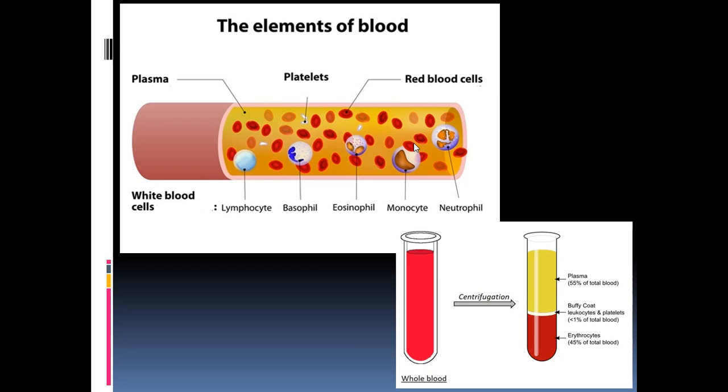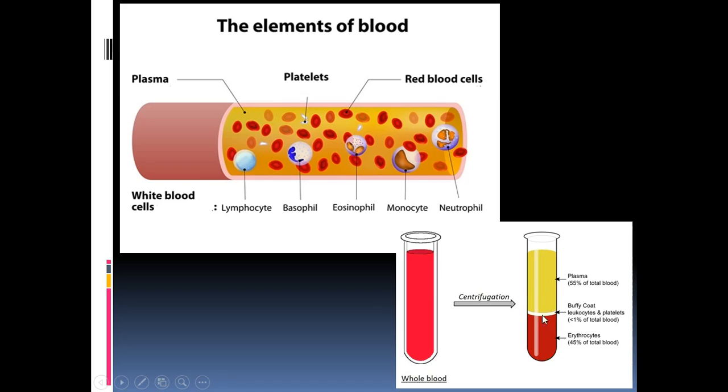And if we are able to draw out some of the mammalian blood and put it in a test tube, put it in a centrifuge machine, and spin it at a very high speed, the blood will actually be separated into 3 different layers. If you look at this diagram, you can see that the first layer is the layer of plasma, which takes up about 55% of the total blood.